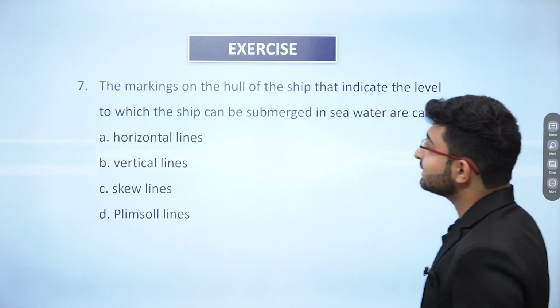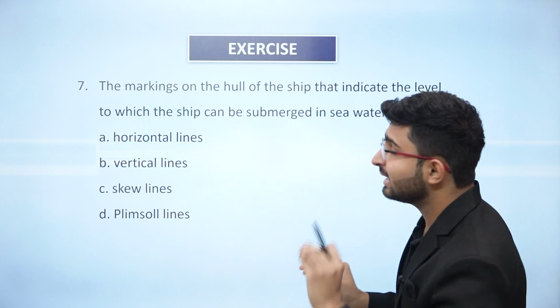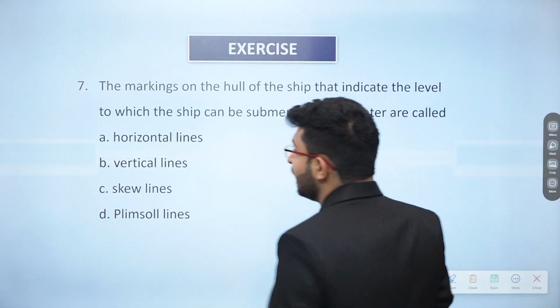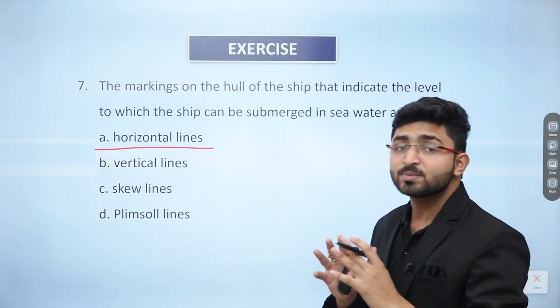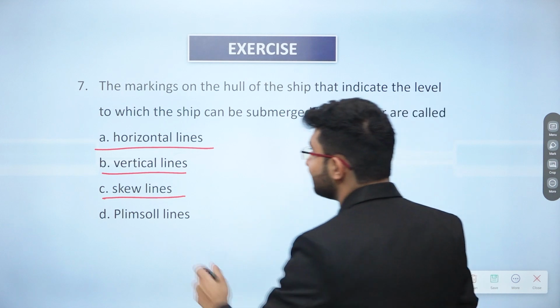Now, moving ahead, you can see the next one: the markings on the hull of the ship that indicate the level to which the ship can be submerged in seawater are called: option A, horizontal lines; option B, vertical lines; option C, skew lines; and option D, plimsoll lines.